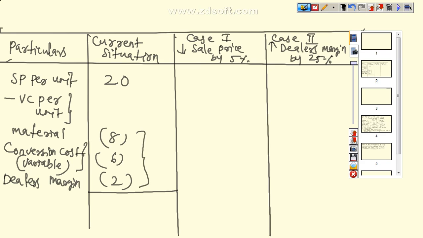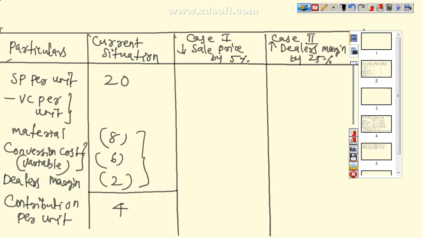So selling price per unit minus variable cost per unit, these three, that is equal to 8 plus 6 plus 2 is equal to 16. So 20 minus 16, that is our contribution per unit, that is equal to 4.